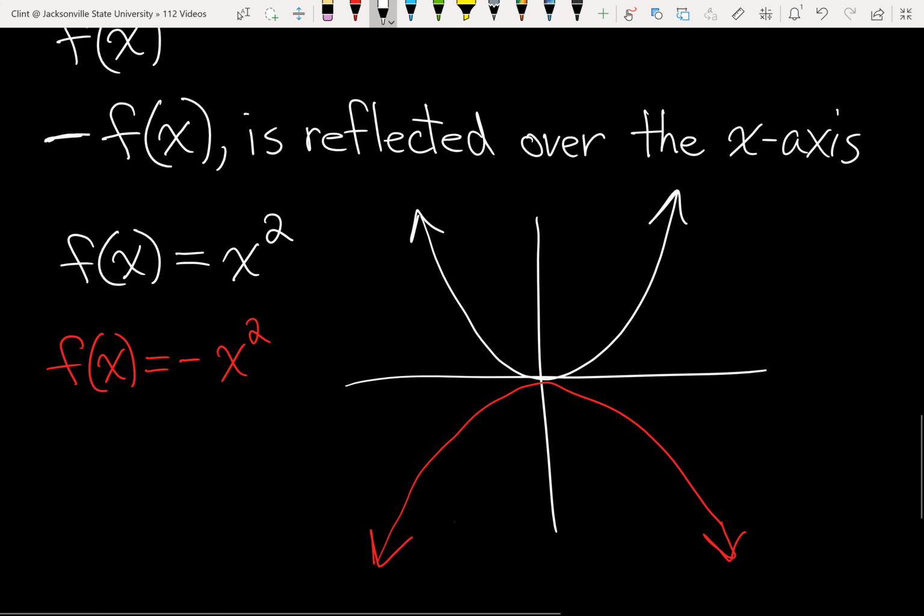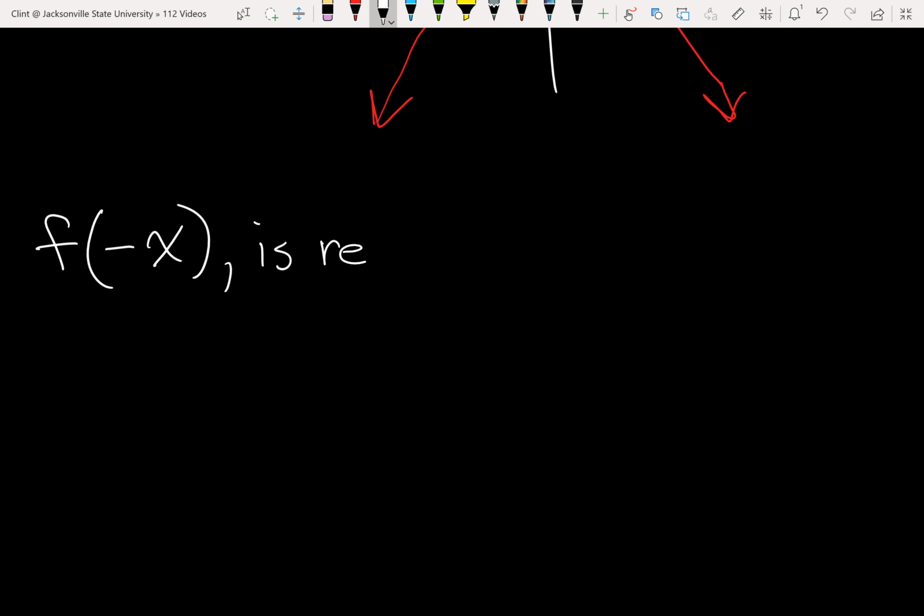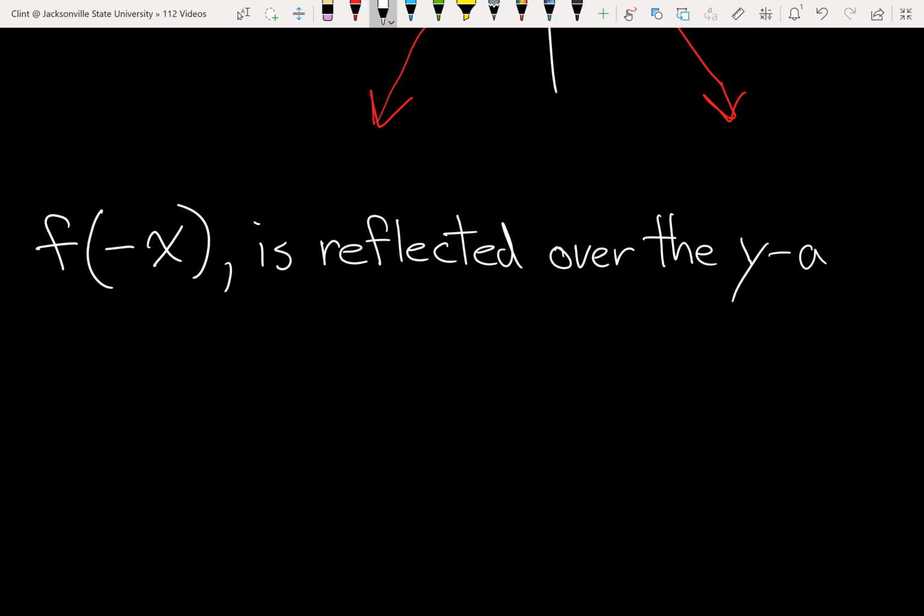Alright, there's another type of reflection. We can also reflect over the y-axis. And the way we do that is we make the x inside the parentheses negative. Okay? So here, f of negative x, it's reflected across the y-axis. So what we're doing here is we're changing the right side goes to the left side, the left side goes to the right side. Okay.